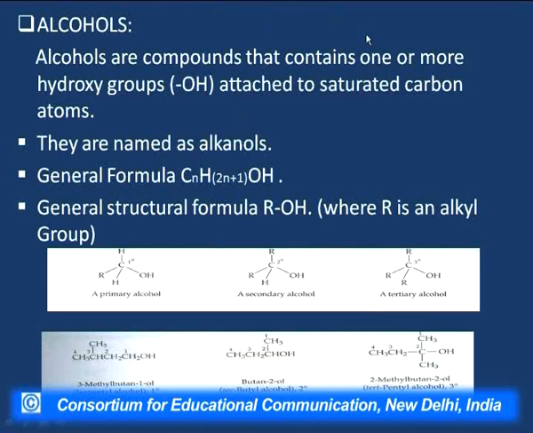The next very interesting derivatives of alkanes are alcohols, which are obtained by replacing one hydrogen with an OH group. We can see these are of the same type. They can be primary, secondary or tertiary alcohols. Now, when we are talking of alcohols, alcohols are named as alkanols.